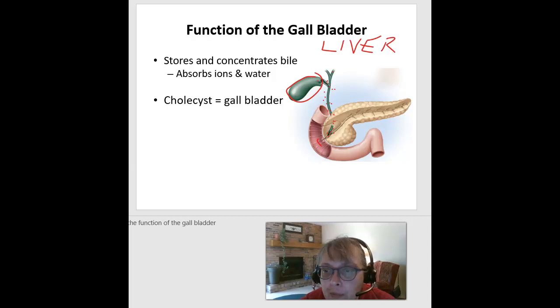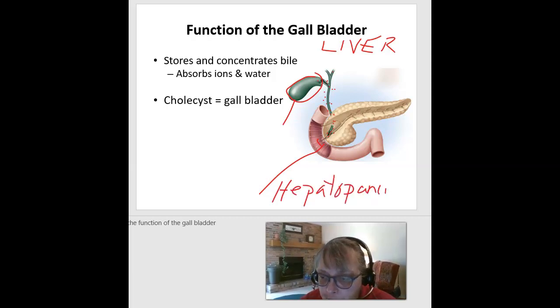So this location, right, the hepatopancreatic sphincter. And it's normally closed, but when you eat lipids, it relaxes and the bile goes into the small intestine.